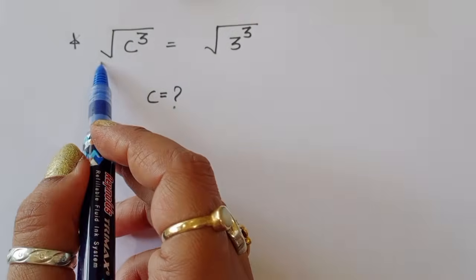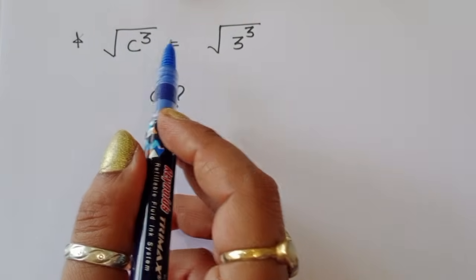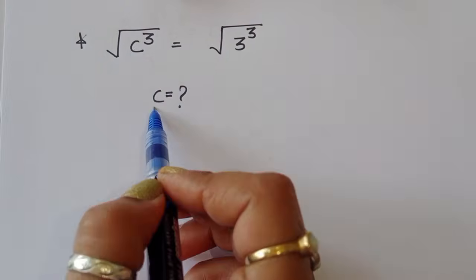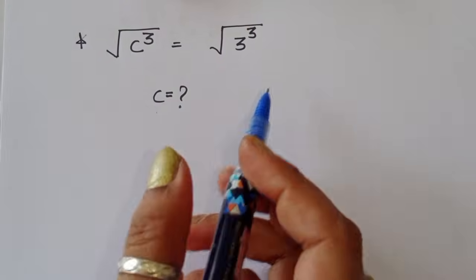Question is given, square root of c cube is equal to square root of 3 cube. So we have to find out the value of c here. How we can find out the value of c? Let's see the solution.